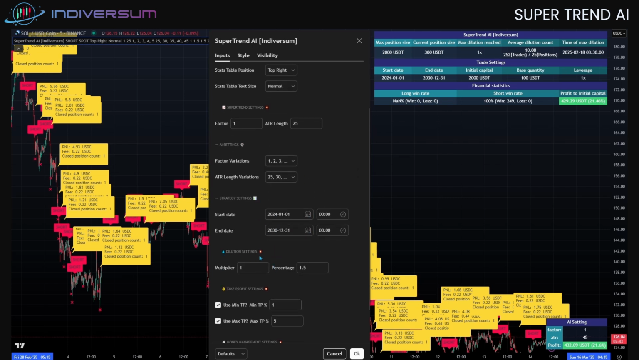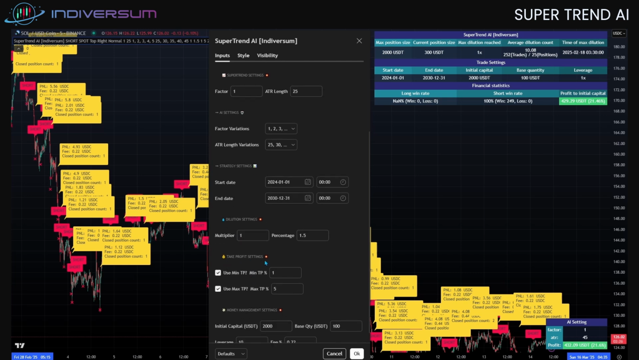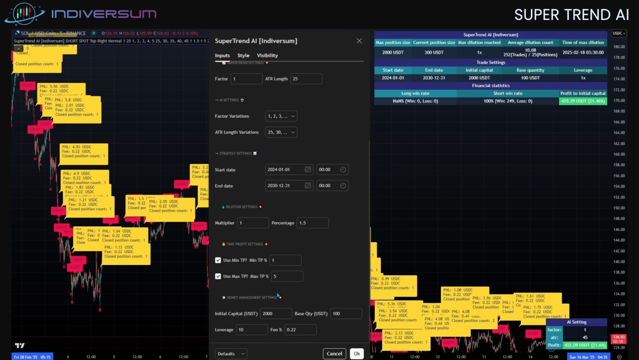Dilution settings. This is important for risk management. You can set a percentage drop, so if the price moves against you, the system knows when to open another position. The multiplier lets you decide how much bigger the new position should be compared to the previous one. Take profit settings. This is where you set your exit strategy. You can define the minimum take profit level, the maximum take profit level. This ensures you lock in profits based on your targets.